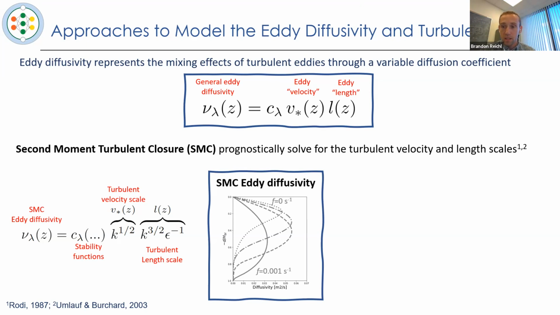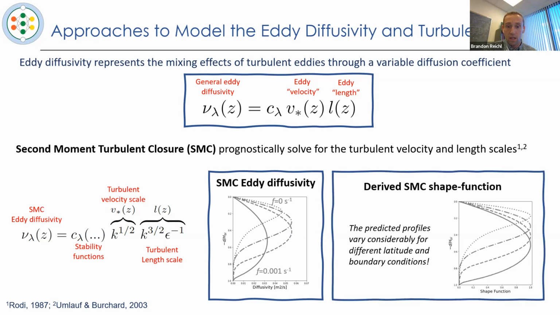And what you can see immediately when we look at the eddy diffusivity predicted by this second moment closure model is that it actually varies considerably. So here I'm showing a number of boundary layers that are at different latitudes. And you can see the structure of the eddy diffusivity actually varies significantly. So if I just normalize these to get what we would consider to be a shape function, you can see very clearly that the idea of a universal shape function is not supported by what the second moment closure is predicting.